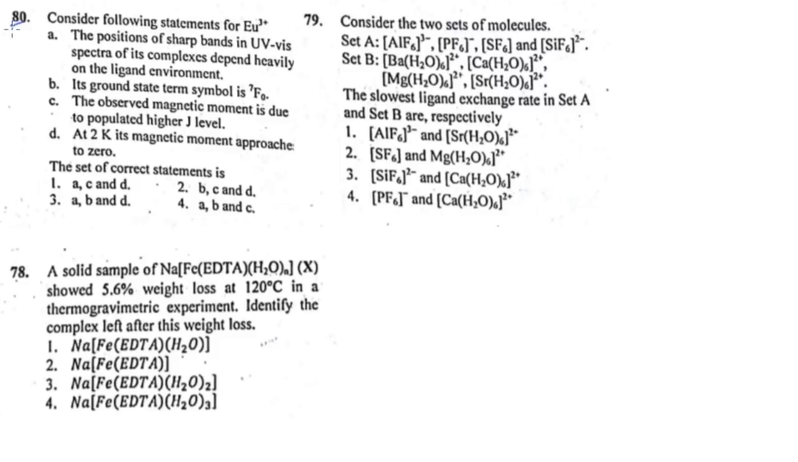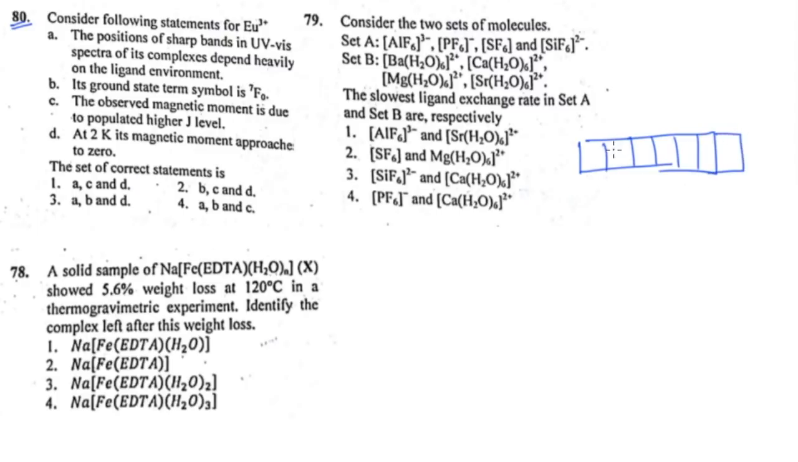Let's start with question number 80. It says, consider the following statements for europium plus 3. First of all, let's draw the electronic configuration of europium plus 3. I'm doing it over here. Europium plus 3 will be done like this: 1, 2, 3, 4, 5, 6, 7, and so on.